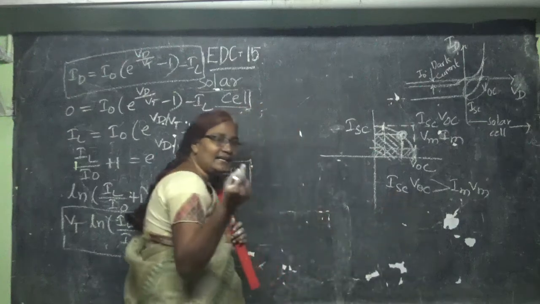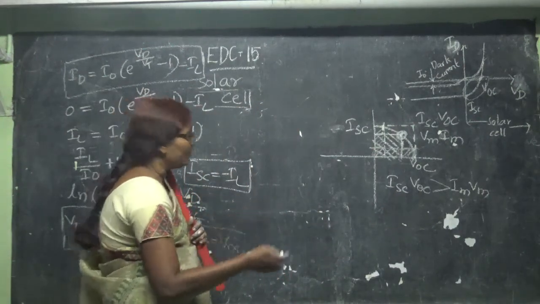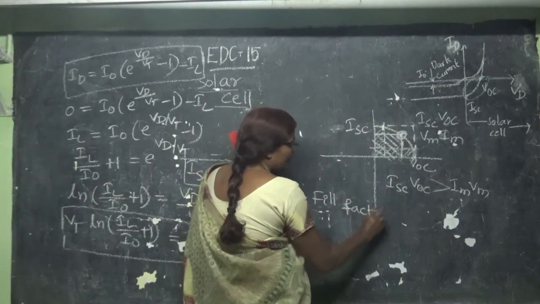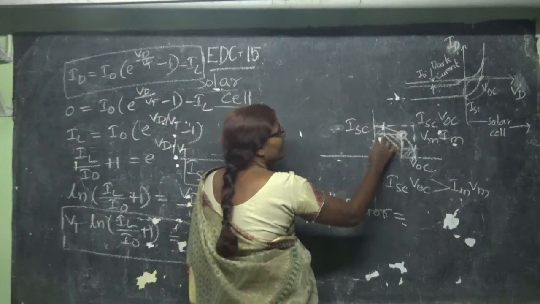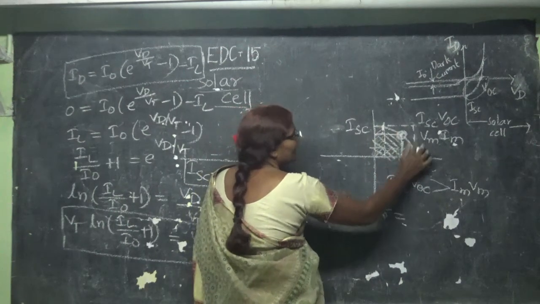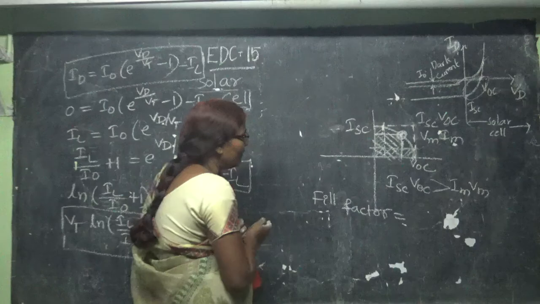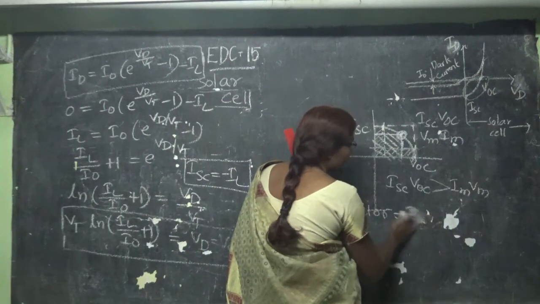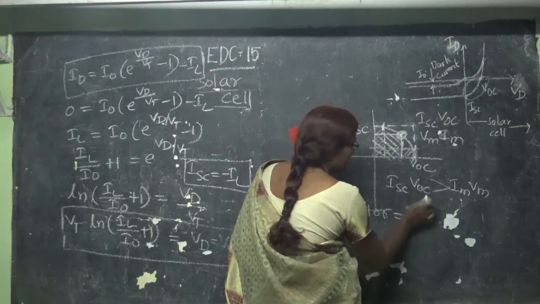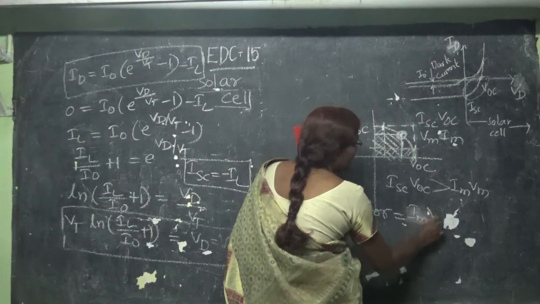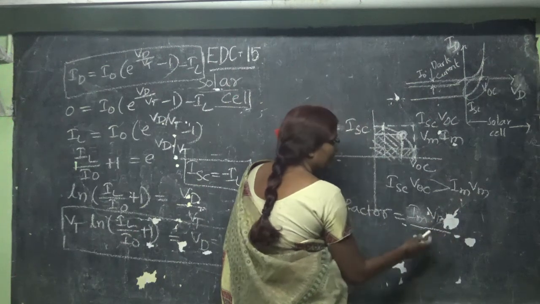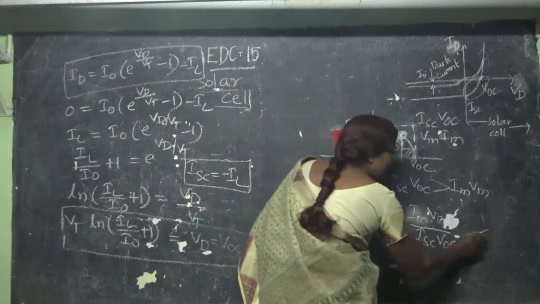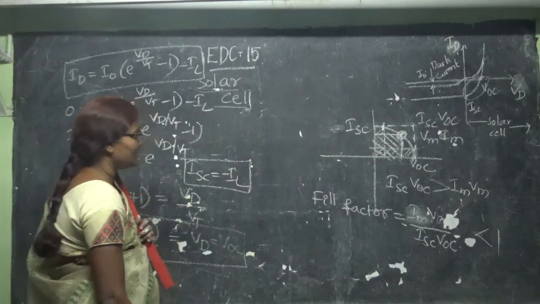And with this I can get a new parameter which is called fill factor, which is nothing but how much area will be filled in the largest area. So fill factor is nothing but IM VM divided by ISC VOC, which is always less than 1.